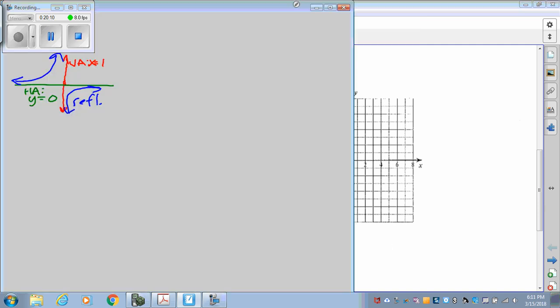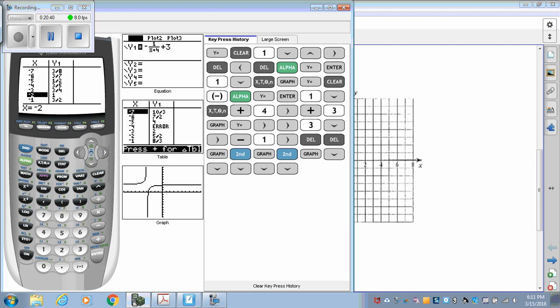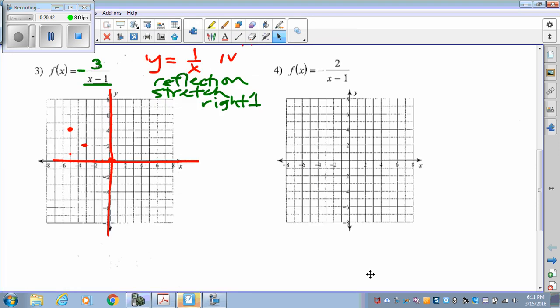Let's see if that's right. Right, negative 5, 4, negative 3, 2, there's some other points that I have. Right, yeah, negative 2, 1. Right, negative 2, 1.